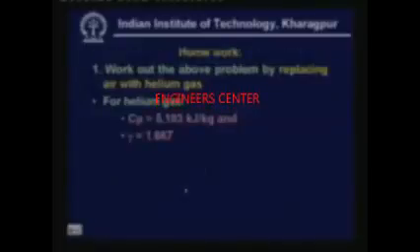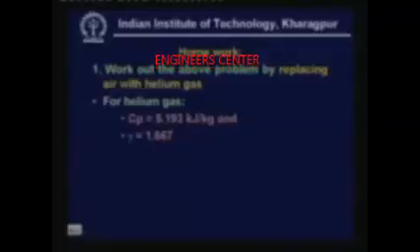The homework problem is like this. You work out the above problem just by replacing air with helium gas. So the rest of the data remains same. All that you have to do is replace the working fluid with helium gas. For helium gas the properties are like this. The specific heat Cp is given as 1.193 kilojoule per kg Kelvin, and specific heat ratio is 1.667. I will give you the answers in the next class for this problem.